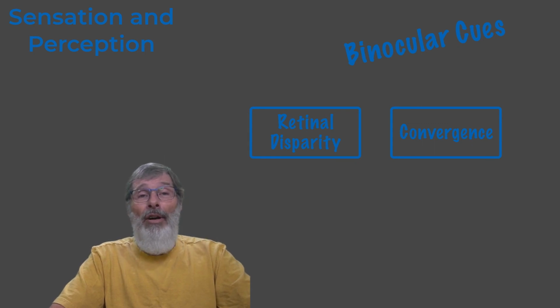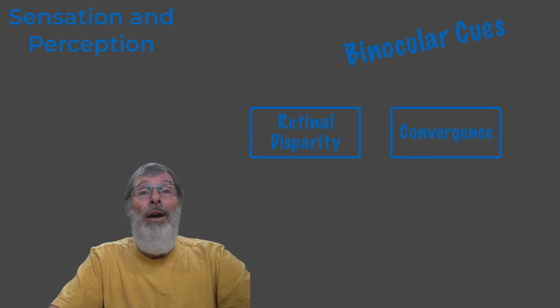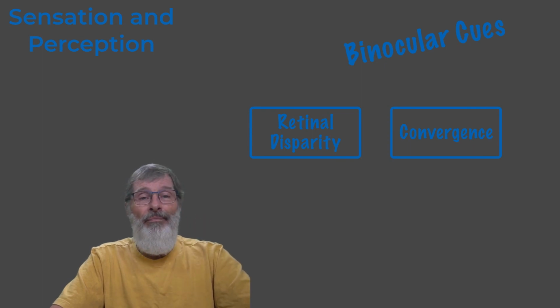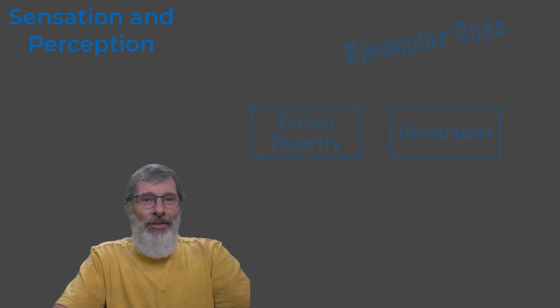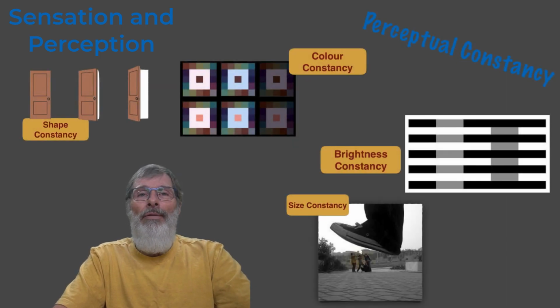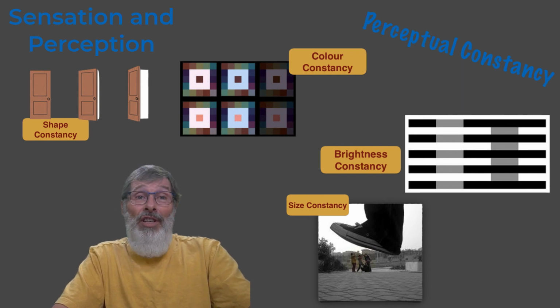If you take your finger at arm's length and bring it in to your nose to touch it, your eyes will cross. That's convergence. Perceptual constancies like size constancy allow us to perceive objects to be the same size even when viewed from different distances. This experience can teach us about perspective.